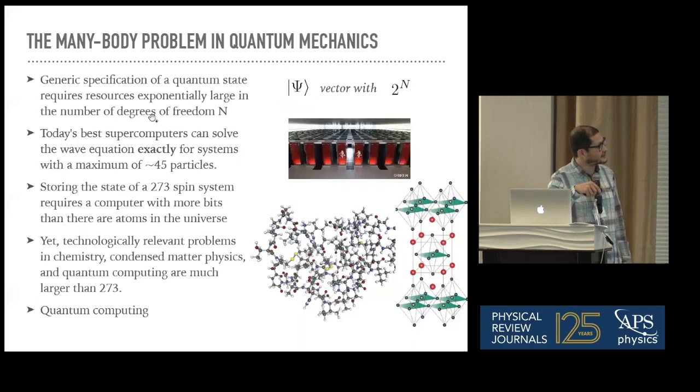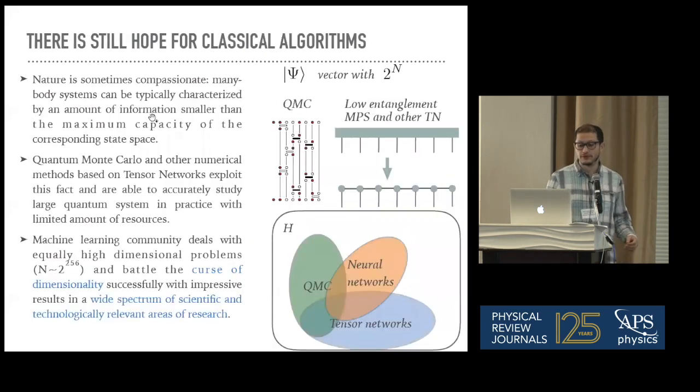So here I have an example: chemistry, solid state physics, and so on. And so what do we do? Okay, there's hope: quantum computing, which we may be able to use in the future, and it will probably help us solve some of these problems. But we're still trying to figure out how to build quantum computers, right? So what do we do? I guess what I'm trying to say is that there's still hope for classical algorithms, right?